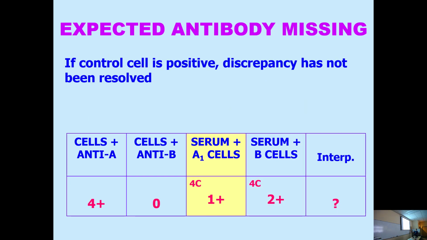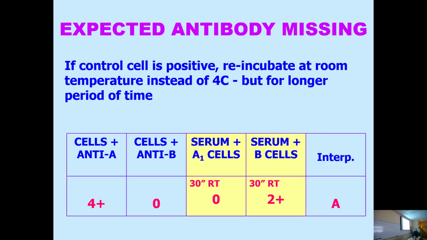If the control cell is positive, like I said here, so this looked like an A forward, well now they're both positive. This discrepancy still has not been solved. We still don't have an answer. We expected this one to be positive, but now this one's causing us problems. So what we're gonna do is do it again, but instead of 4 degrees, we're going to incubate at room temperature for 30 minutes, and now we've got the negative A1 and the positive B, so now we've actually got our interpretation resolved.